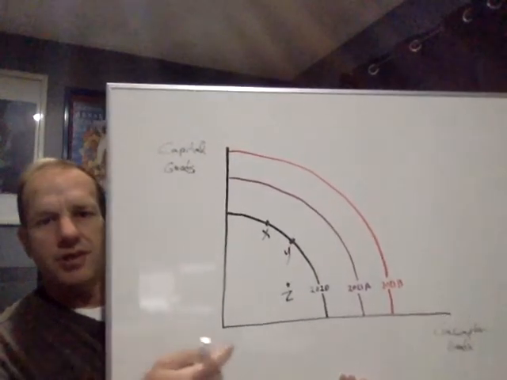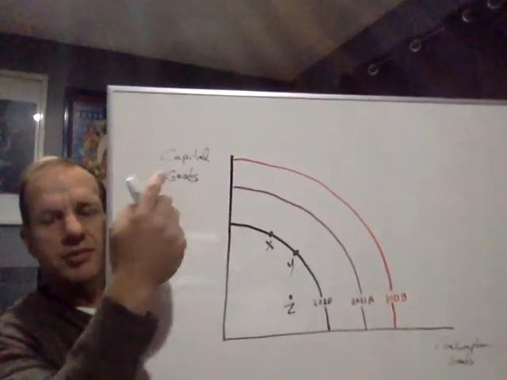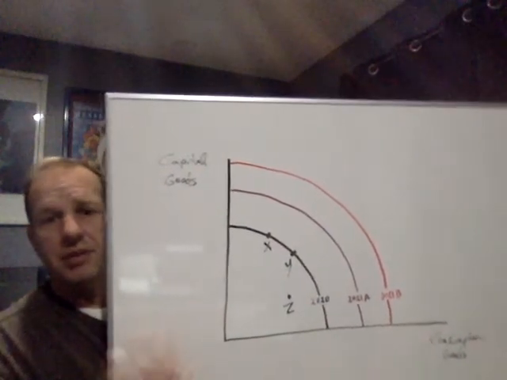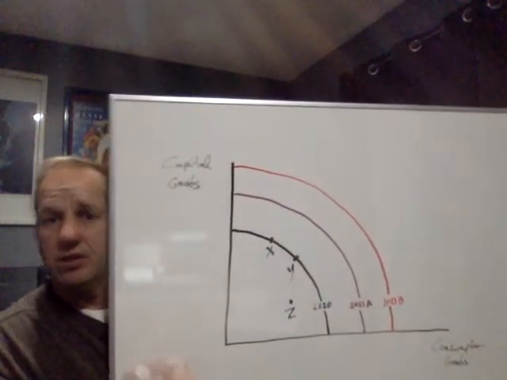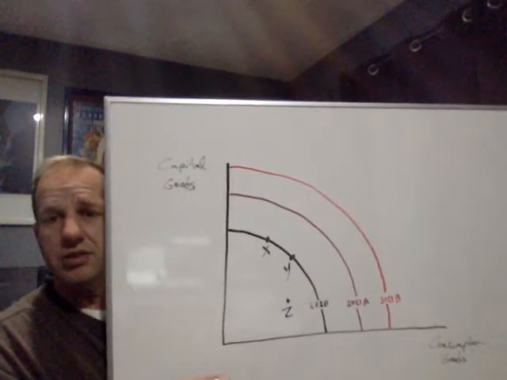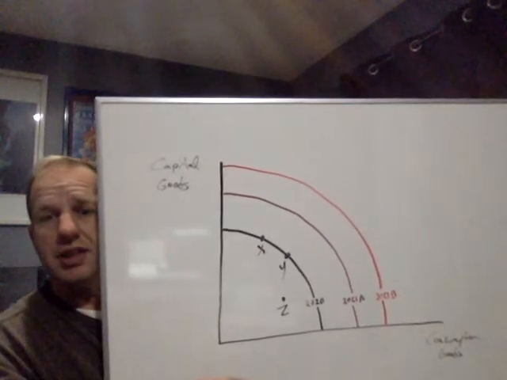So anyway, consumption goods are down here. Capital goods are up there. Just a reminder, capital goods are tools, property, plant, and equipment. They're stuff that makes stuff. Consumption goods are the stuff that we enjoy from day to day.